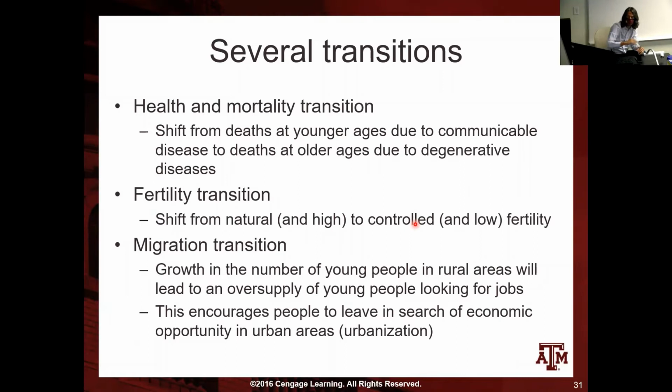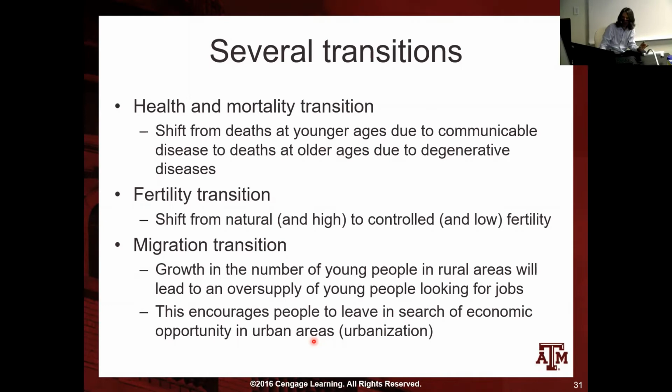And in migration transition, there is a growth in the number of young people in rural areas, and those people start to not find jobs in rural areas. The rural areas will experience a surplus of people in younger ages, and they don't have enough jobs for those people, and they start looking for jobs somewhere else. So people start to go to urban areas looking for better economic opportunities. That's the urbanization process.